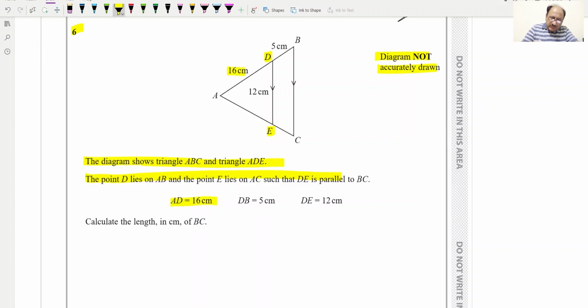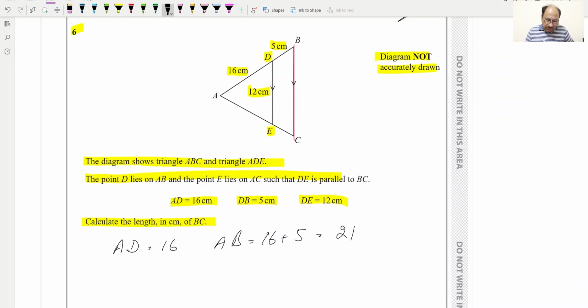AD is equal to 16 and BD is equal to 5 and DE is equal to 12 centimeters. Calculate the length in centimeters of BC. So BC length is required. This BC length is basically our target. Now we can write AD is given as 16 and BD is 5. AB is basically 16 plus 5, which is equal to 21.